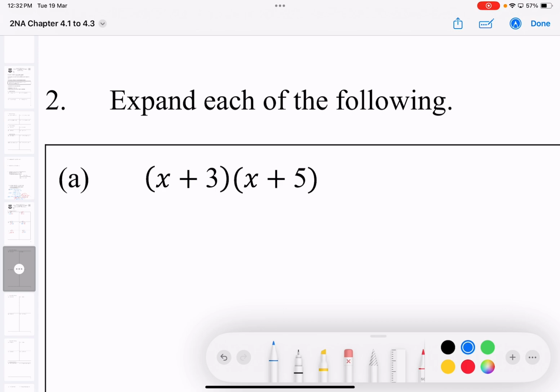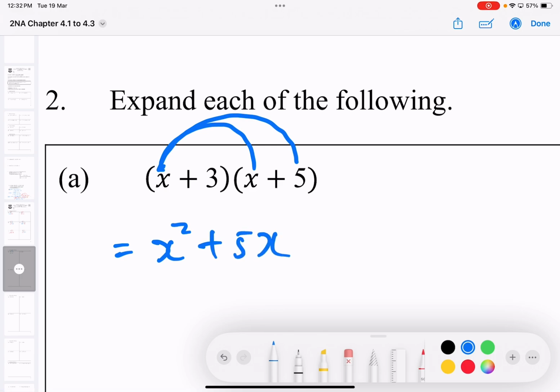You only focus on expanding the first one. That means x times x. X times x gives me x squared. Remember, the first step, you ignore the 3. You don't care about the 3. You just take x times x. Next step, x times 5. So, x times 5 gives me 5x.